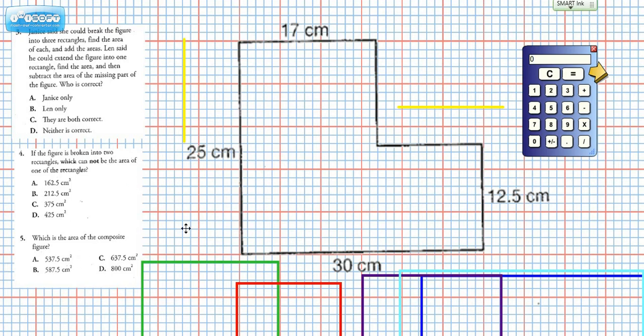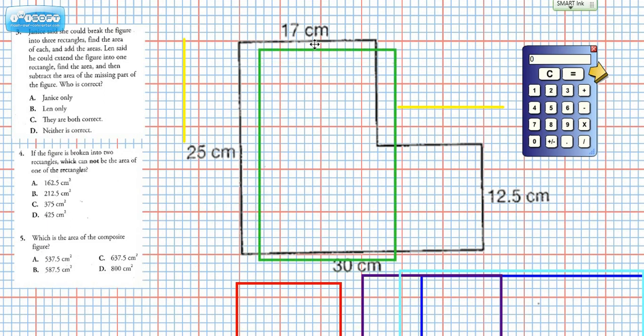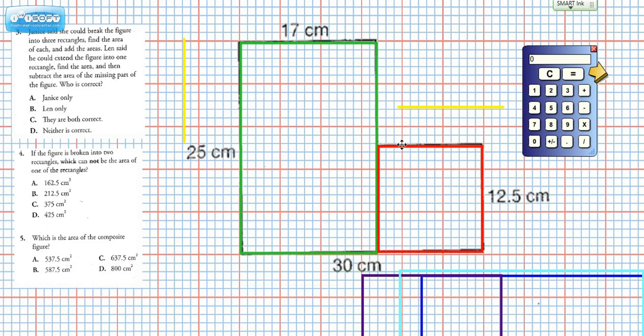All right, so let's explore the different ways we might approach this. One way we could approach finding the area of this is find the area of this green box and then find the area of this red box, and then we could add the 2 together. Now the green box, we have the dimensions that we need for that, because recall that the formula for area of a rectangle is base times height, and we have 2 lines that are perpendicular to each other. This could be the base and this could be the height. So let's go ahead and multiply those 2 numbers together. 17 times 25, and we get 425. That would represent the whole thing, the green box.